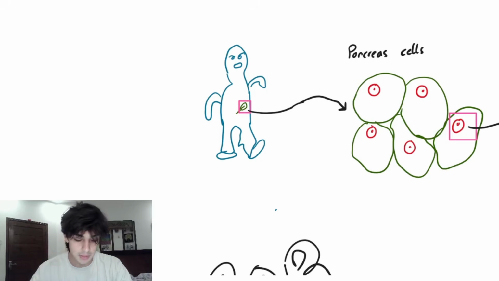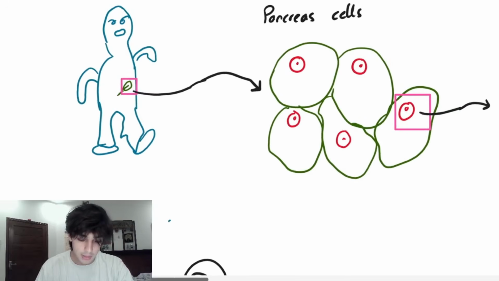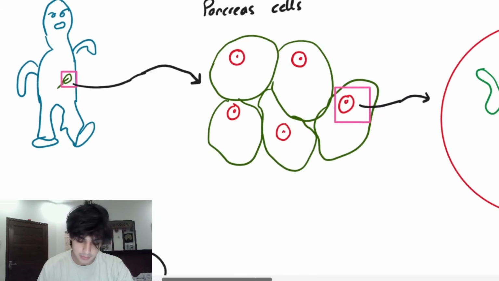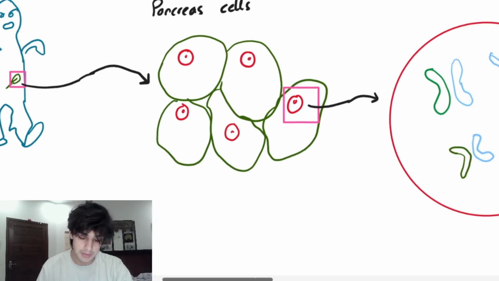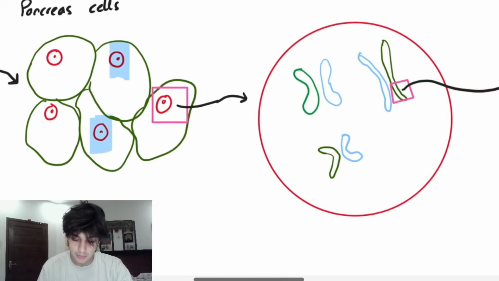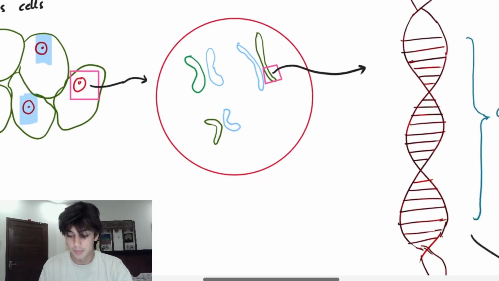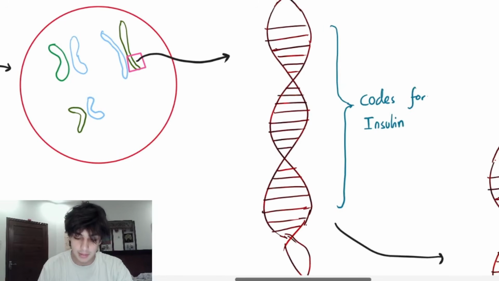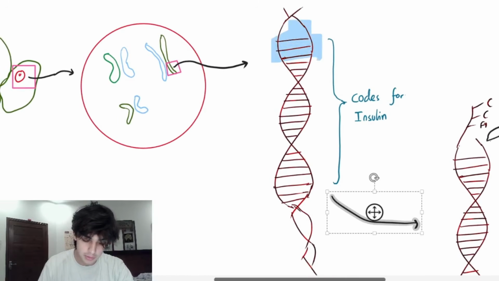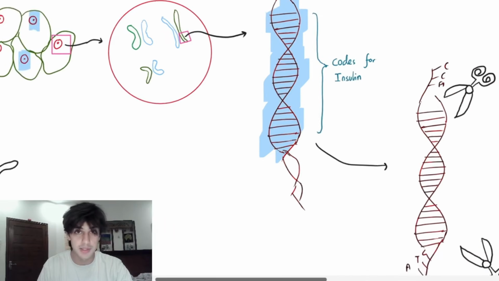In the pancreas. So anyways, if you look over here, let's say this is you, and we're going to have the pancreas cells over here. If we zoom into this pancreas, we're going to see that each of these cells has a nucleus. We zoom into the nucleus and we find that it contains our chromosomes. Now the chromosomes contain DNA, and let's say this specific section of the DNA is responsible for the production of insulin.